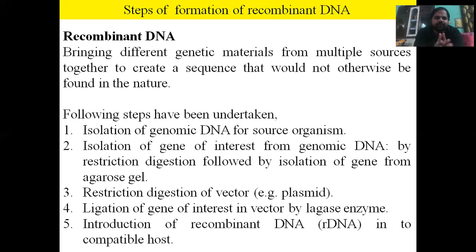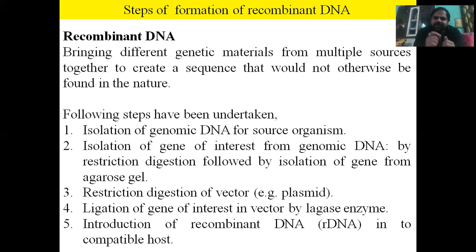And the third step is restriction digestion of vector. Means now we will digest the vector also. Vector is the vehicle which will transfer our gene of interest into the host. For example, plasmid. Now we will take the example of plasmid to explain this process.